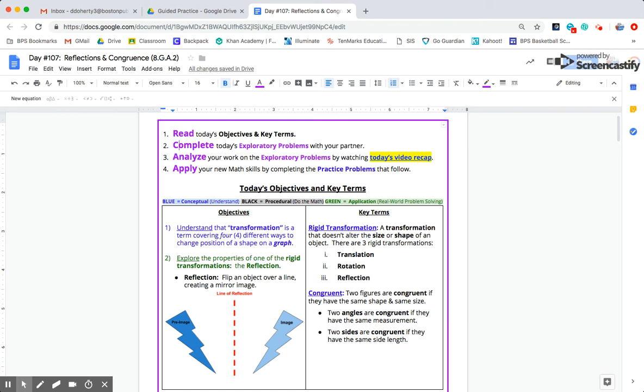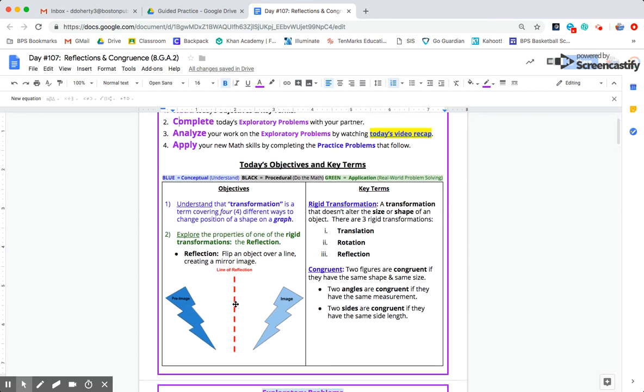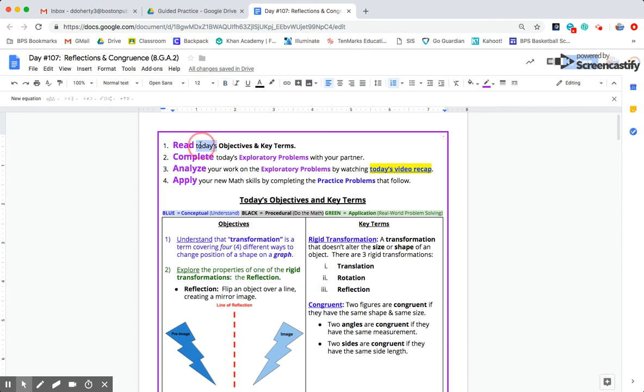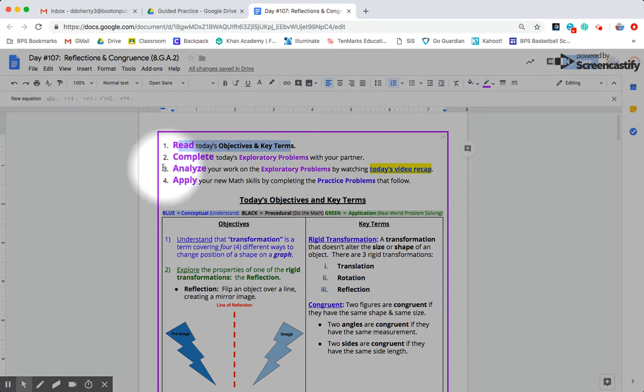So at this point, you should have already read today's objectives and key terms. That should be done right away before you start doing the problems. You and your partner also should have tried to complete today's exploratory problems on your own. At this point now, you're watching the video step 3, and hopefully if everything looks good on exploratory problems, you'll be moving on to practice problems on your own.